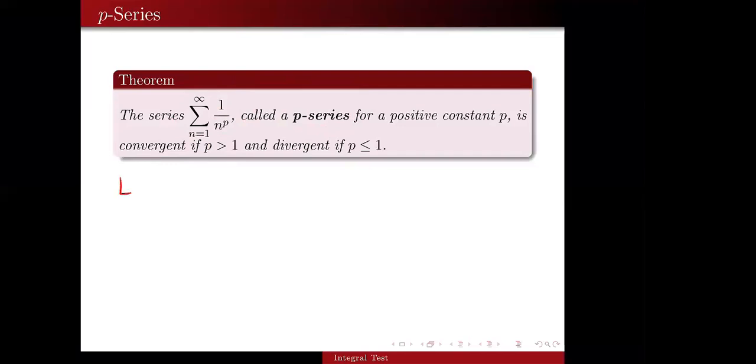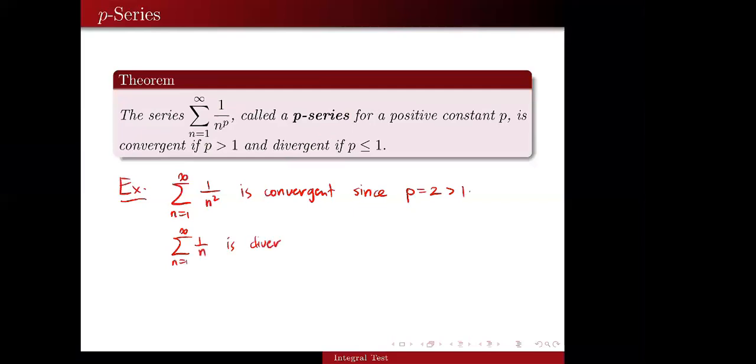In here, for example, the series sum of 1 over n squared, from 1 up to plus infinity, is convergent since p is equal to 2, which is greater than 1. And we have seen the harmonic series, sum of 1 over n from 1 up to plus infinity. This is divergent since p is equal to 1.